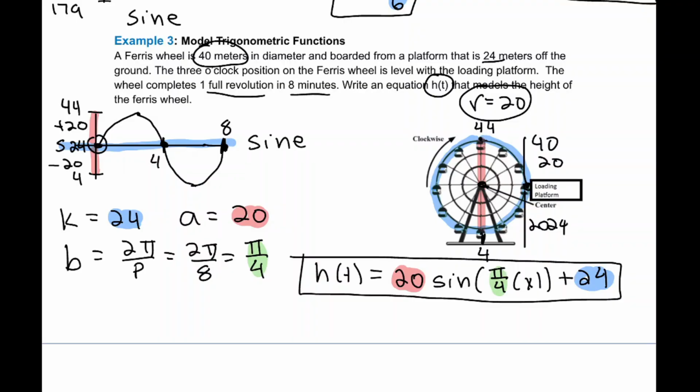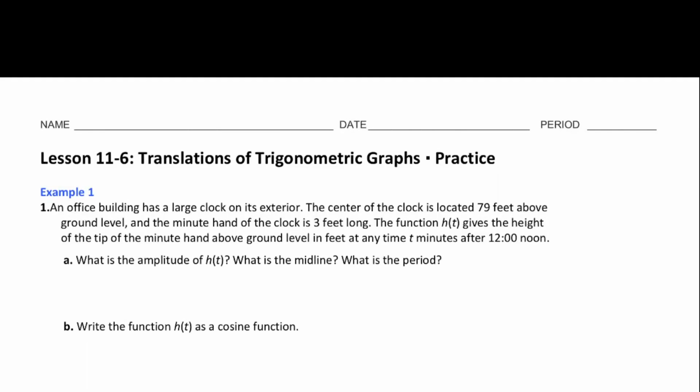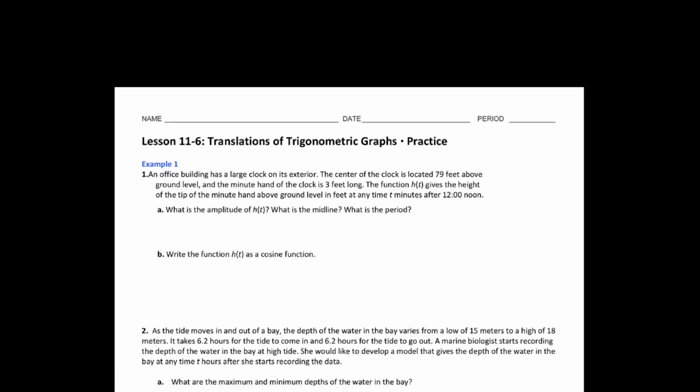So, for your homework tonight, there's a couple word problems for you to look at. I think there's four. Oh, there's more than that. There's six.